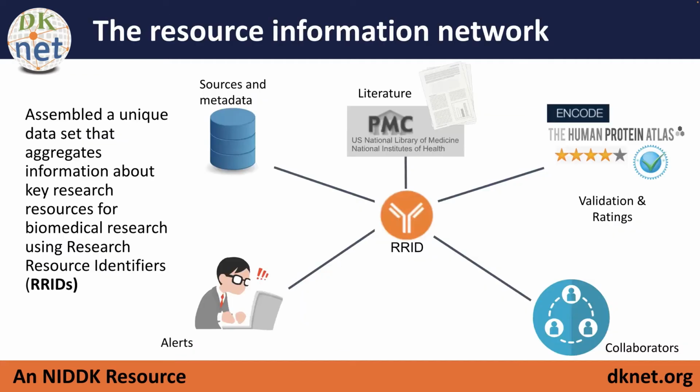the literature. And again, once we have these RRIDs, as I just mentioned, that allows us to assemble this unique data set that aggregates information about these key research resources. So we have the sources and metadata about the resource itself. So this comes from community authorities. We then have information from literature. We can also tie that then to information from other projects. For example, the Human Protein Atlas has done validation on a number of different antibodies. I'll show you some other examples when I go through the demo.